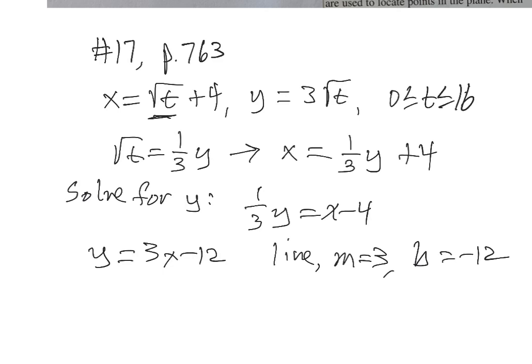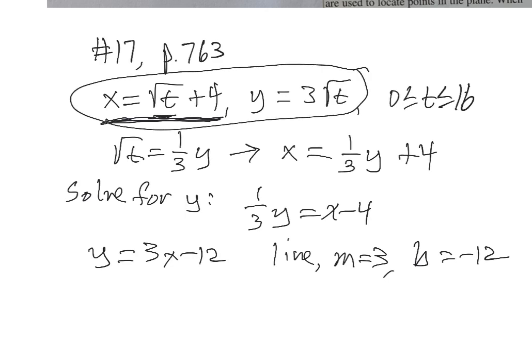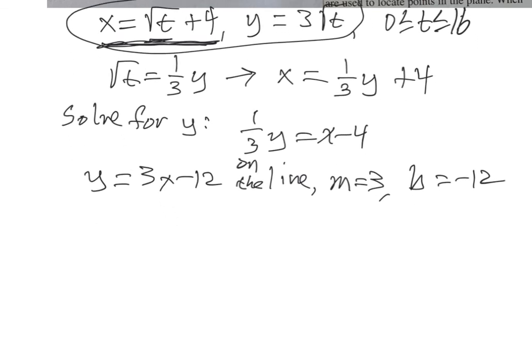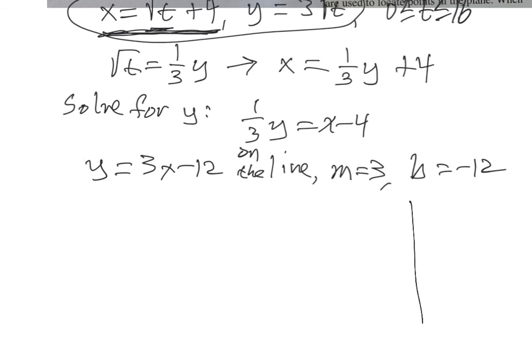But we have a few restrictions here. X is always bigger than or equal to 4. Square root t is positive, and y is never, ever negative. So when we talk about the curve defined by this set of parametric equations, we can say it's on the line. It is not the line, the whole thing. Rather, it is on the line. And so we need to say just a little bit more. The line we got has slope 3, intercept negative 12.